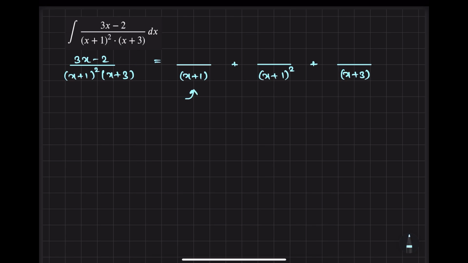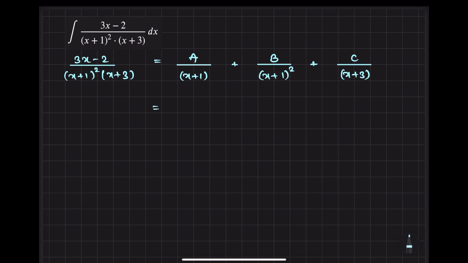Now look at this. Inside the bracket you have linear, so if it is linear, you will be writing a constant. So the constant is a. Okay, linear function, constant function. Inside the bracket, it is a linear function, so you have to write a constant in the numerator. So we have b. Inside the bracket, it is a linear function, so you have to think about a constant, that is c. Okay, now you have to find out the values of a, b, c.